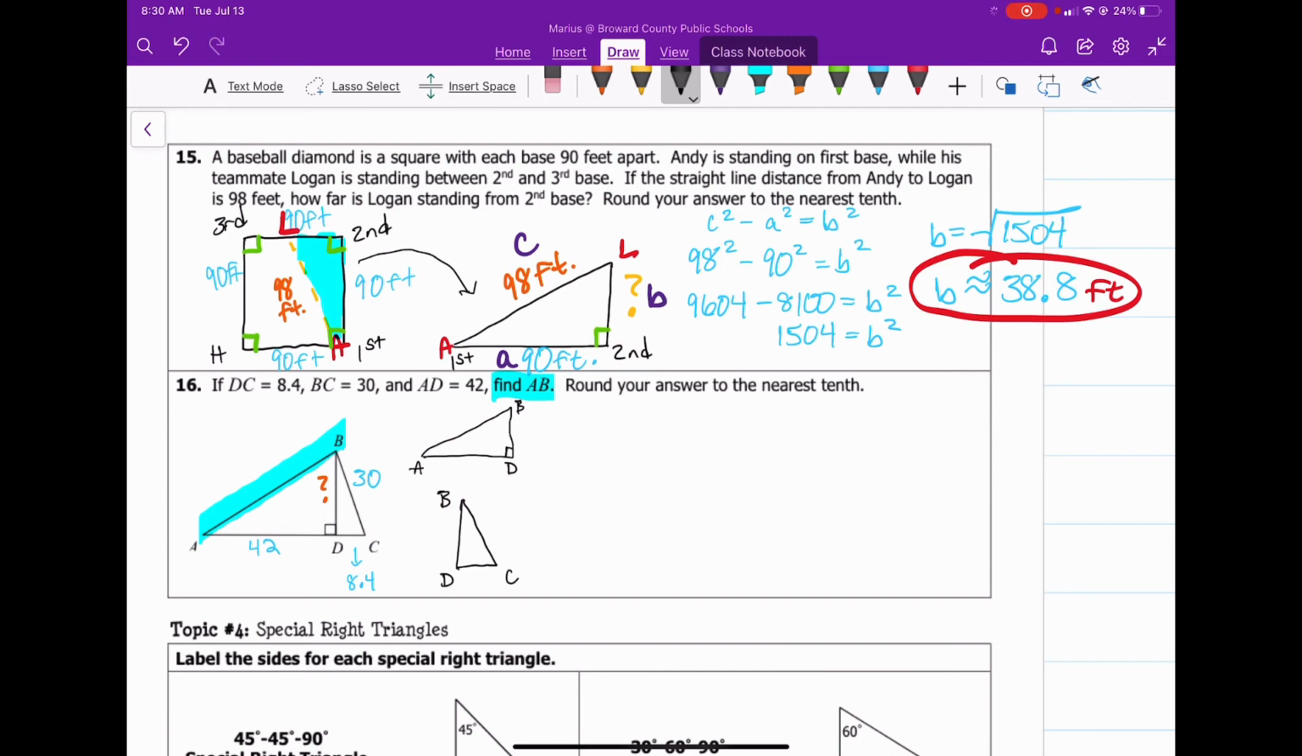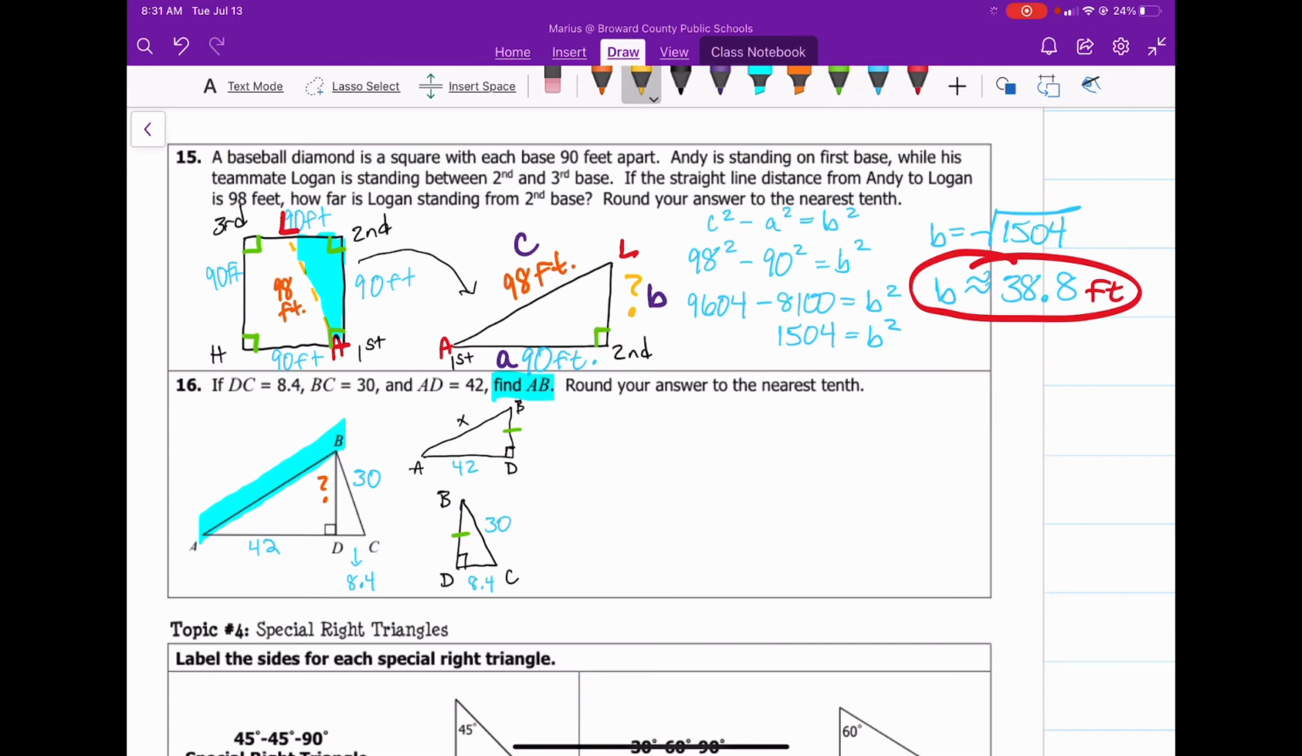And remember, both of these are right triangles, all right? Now, we need to find AB. So we're going to label AB as X for right now. We know DC is 8.4, and we know BC is 30. And we know AD is 42. What we don't know is BD. And BD right here is congruent to BD right there. Now, in order to find AB, like I said, we need to find BD. So that means we have to do the work for the first triangle.